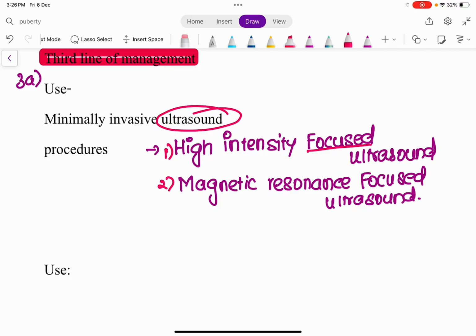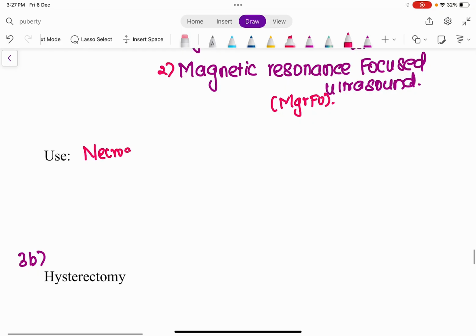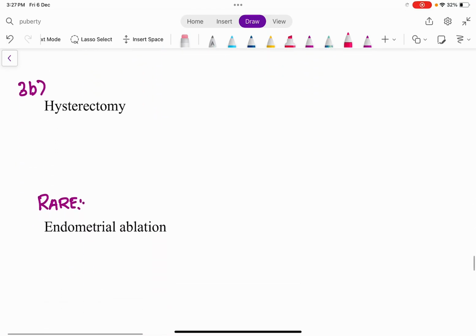So the third line of management 3A is minimally invasive ultrasound procedures such as the high intensity focused ultrasound and the magnetic resonance focused ultrasound. Is that clear? So this is going to cause necrosis of the fibroid. Okay. Now the 3B. The third line of management, 3B, consists of hysterectomy. Despite trying the medical management, followed by uterine artery embolization, and the minimally invasive ultrasound procedures, and that has also failed, the final management is hysterectomy.